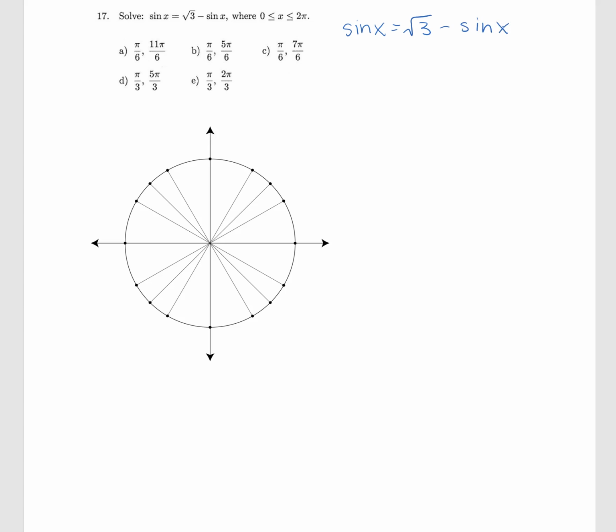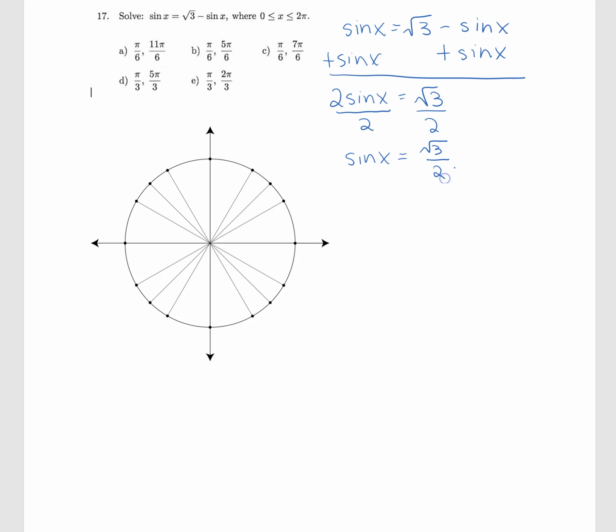And the first thing I want to do is solve for sine x. So I'm going to move this sine x over to the left side by adding it on both sides of the equation. That gives me 2 sine x equals root 3. I'm going to divide by 2 on both sides. So I get sine x equals root 3 over 2.